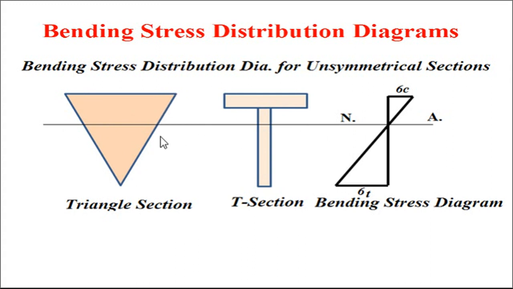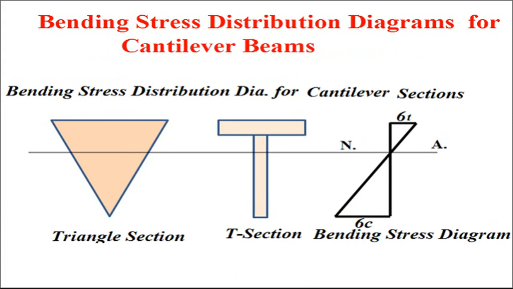In this case, you can see sigma C and sigma T, the compression and tension values. But here you will find that the value of sigma T is more than sigma C, because the distance of the extreme fiber, this y C, is less than y T. The distance in the tension zone is y T and the distance in the compression zone is y C. In the bending equation we are using M upon I equal to sigma by y, so as y varies, sigma C and sigma T will change. This is for unsymmetrical sections.